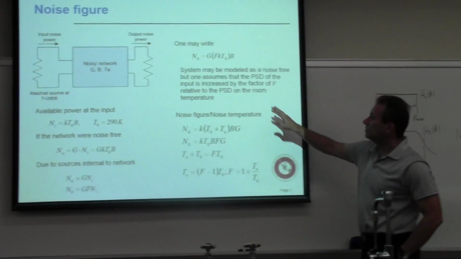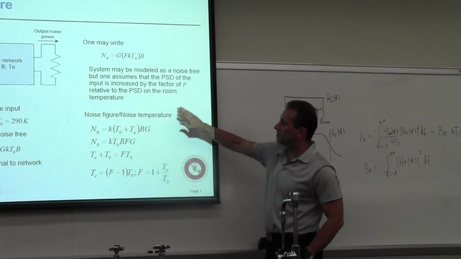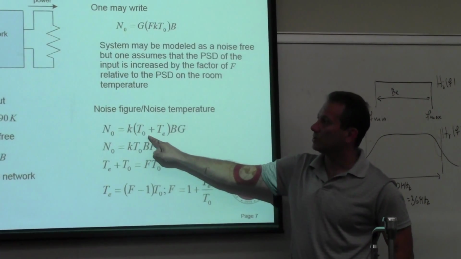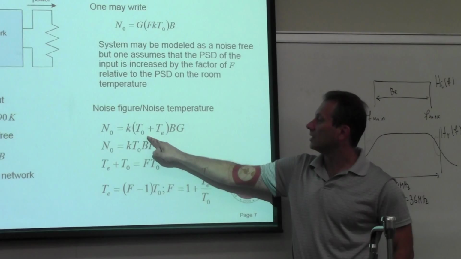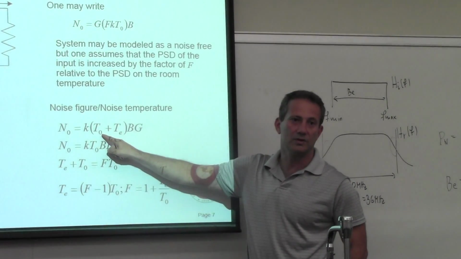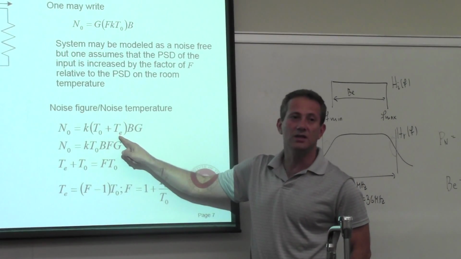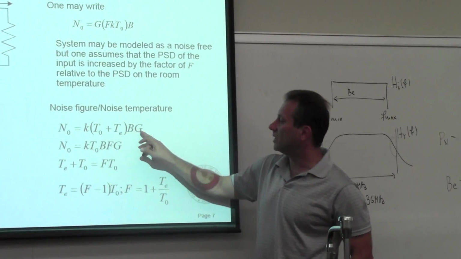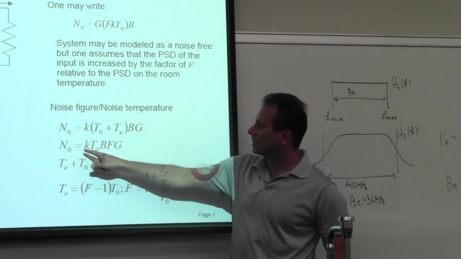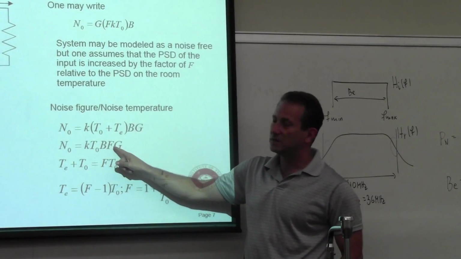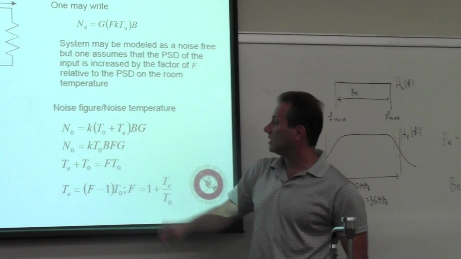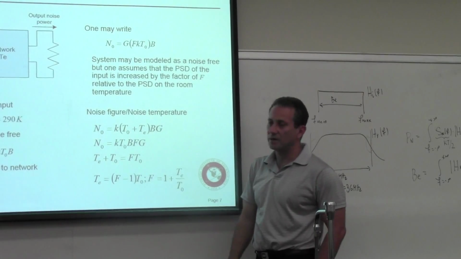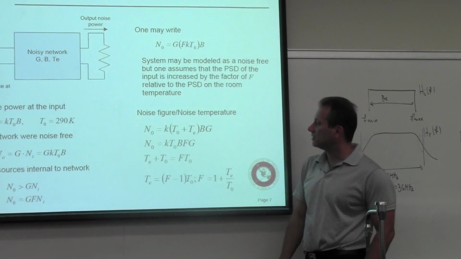And then if you now do some simple math, you can relate the two. If I just look at what is the noise at the output, I can say that this is KT0, the temperature of the actual source, plus TE, which is the equivalent noise temperature of the two-port network, times the bandwidth times the gain. And it also has to be equal to KT0B times F, the noise figure, times the gain.